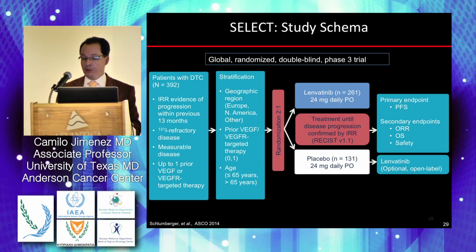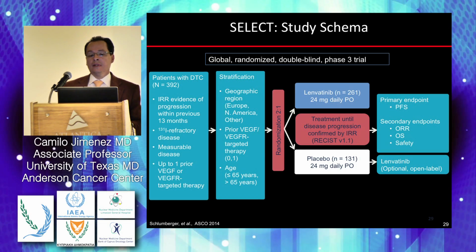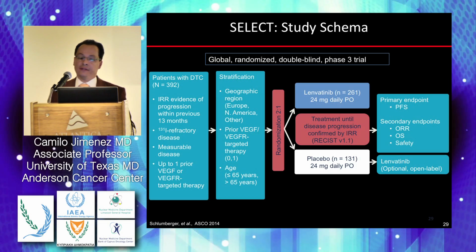This one was a randomized, double-blind, phase 3 clinical trial that included 392 patients. These patients needed to have evidence of progression of disease within the previous 13 months. They were refractory to iodine therapy. They had measurable disease in order to apply RECIST, and they could have had treatment with one anti-angiogenic therapy or another targeted therapy. The trial was conducted in Europe and North America, and it was stratified based on age, 65 years of age and older, and less than 65 years of age.